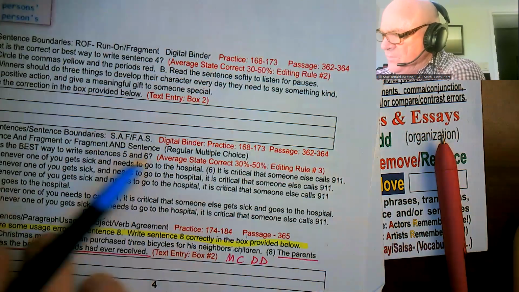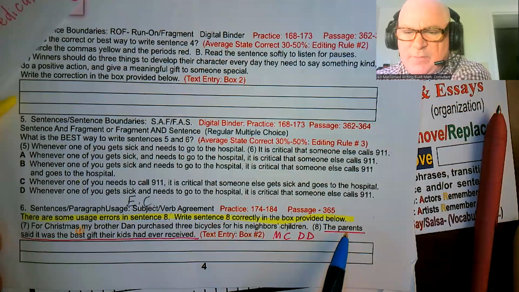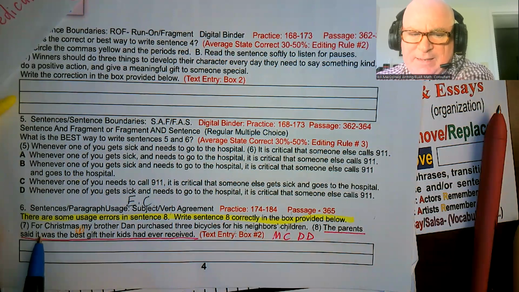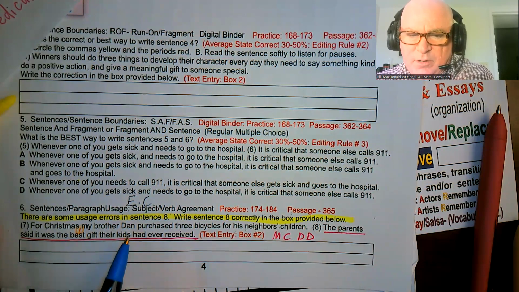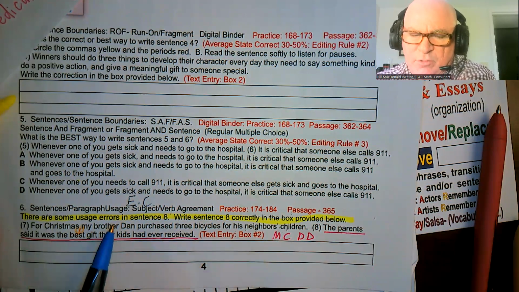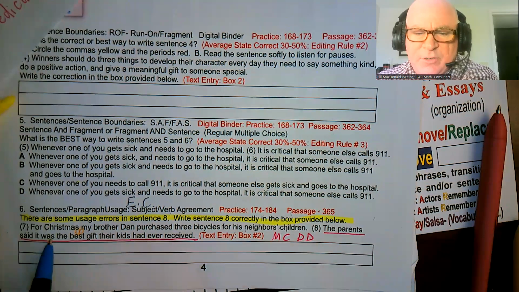Okay, so we'll read sentence 8 first because that's the one they're asking us about. Capital, the parents, plural, subject of that sentence, said, past tense, it, singular, was, past tense, the best gift, singular, their kids, plural, had ever received, past tense. It doesn't sound like anything's wrong, but when you actually push the rewind button, we're going to find out some mistakes that are actually there.